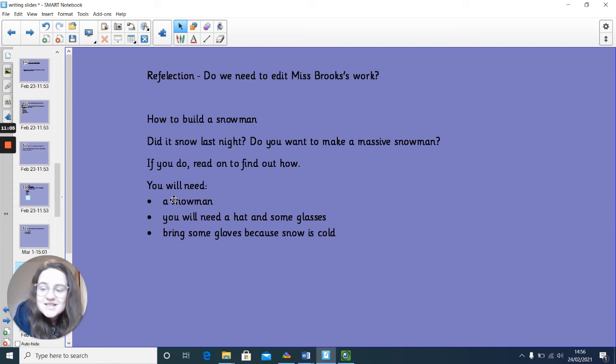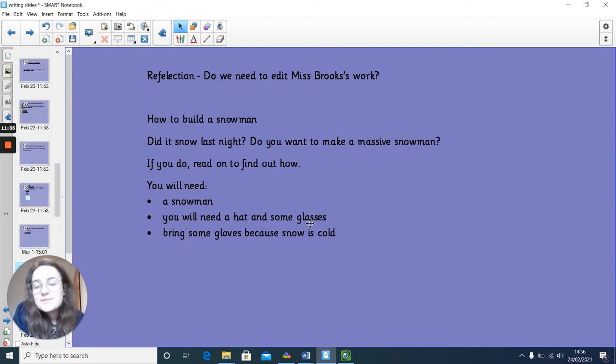Great work, year ones. So there are a few things wrong with this "you will need" section, aren't there? It says "you will need" as a subheading, which is great, and it has got some bullet points, which are great. So what's wrong with it? Well, the things that I've written after the bullet points aren't really correct, are they? Because in order to make a snowman, I don't need to start off with a snowman. So the first one is not right. I don't need a snowman to make a snowman. A snowman is what I'm making.